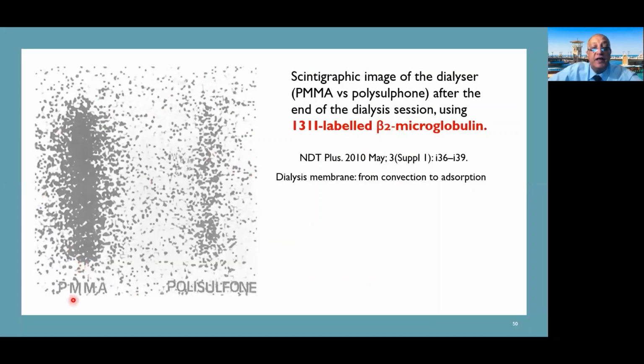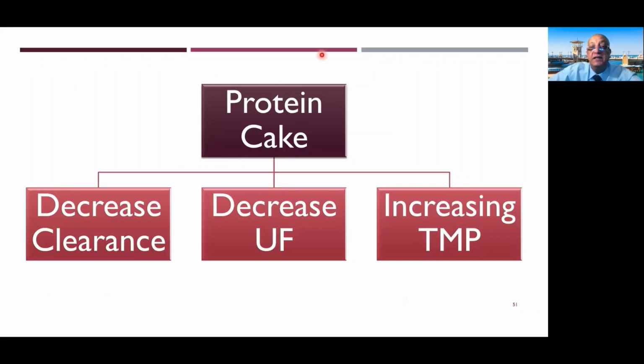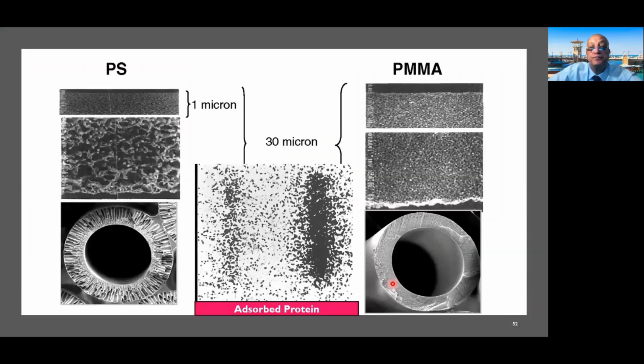The best example of that is the polymethyl methacrylate membrane, which has a high adsorption capacity, unlike polysulfone, and this makes a protein cake. This protein cake will decrease the ultrafiltration, decreasing the clearance, with a build-up and increase in the transmembrane pressure during the session. So this is the difference between different dialysis membranes in adsorption.